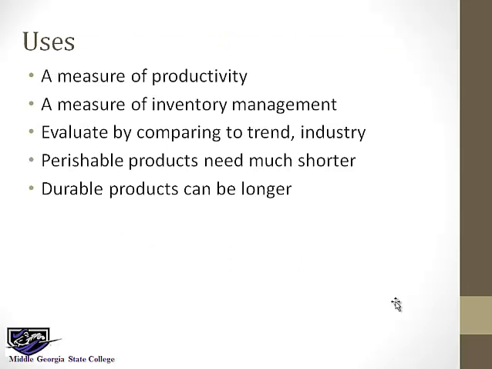How do we interpret or use this ratio? Inventory turns is a measure of productivity and skill in managing inventory, to not buy stuff that's not going to sell. We would compare it to trends over time for the same company and to market participants that are selling the same inventory, so competitors and others in the same industry. Perishable products will have a much shorter inventory turn, and durable products will have a much longer one.